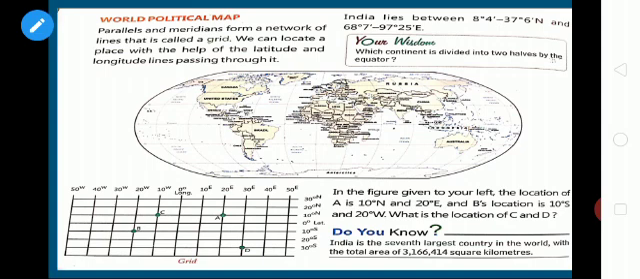The imaginary meridian lines meet at each pole, North Pole and South Pole. 0 degree longitude or prime meridian is also called the Greenwich meridian. The network of parallels and meridians is called grid. We can locate a place with the help of latitudes and longitudes passing through it on a globe or map. That's all, children. Your lesson is over.